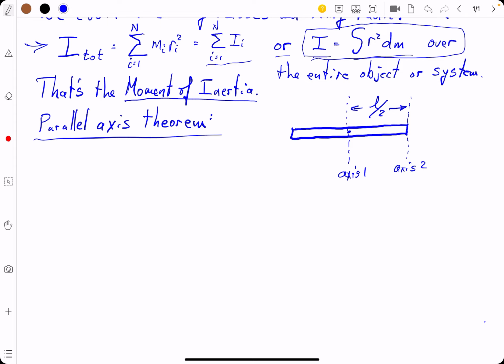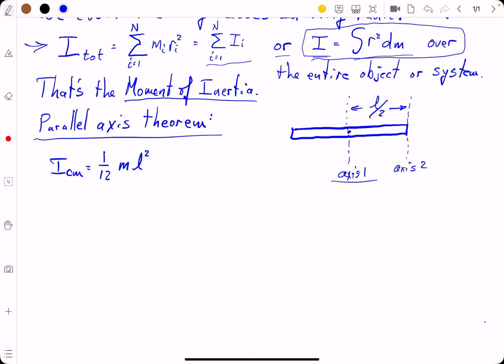We're rotating about axis 1, all right? So we're going to start with axis 1. The I_CM is the moment of inertia about the center of mass. So for a rod, you can look it up, but I_CM is equal to 1/12 the mass of the object times the length of the object squared.